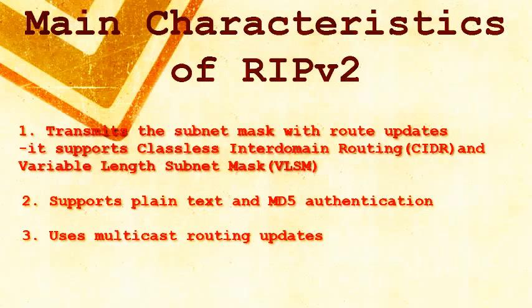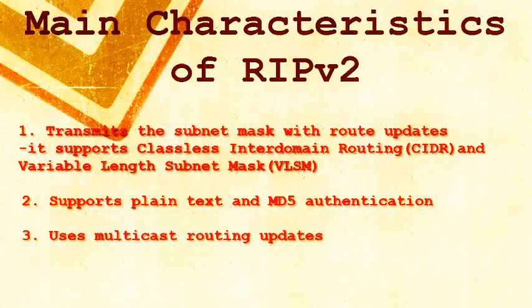Number 3. It uses multicast routing updates. Routing updates are sent using the destination multicast address 224.0.0.9. This behavior reduces network resources due to the fact that these packets can be discarded at layer 2 instead of being processed and discarded at the transport layer.